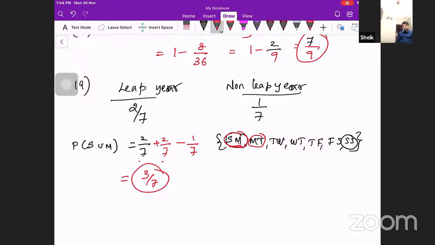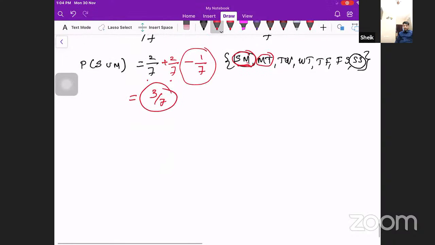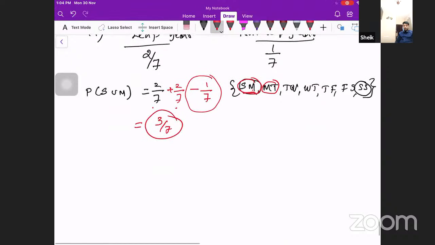Mostly where the students are committing a mistake is, they'll be writing 4 by 7. They'll be thinking, sir, my answer is correct. But they ignore this minus 1 by 7. What is this minus 1 by 7, my dear? It is Sunday-Monday, the intersection part. For Sunday also this part comes, for Monday also this particular element comes. Therefore, it has to be removed. So our answer is 3 by 7. People commit the mistake when they forget to subtract this 1 by 7. So our answer is 3 by 7.